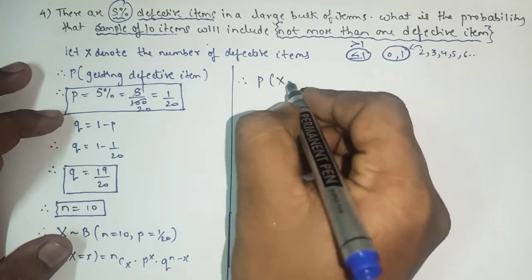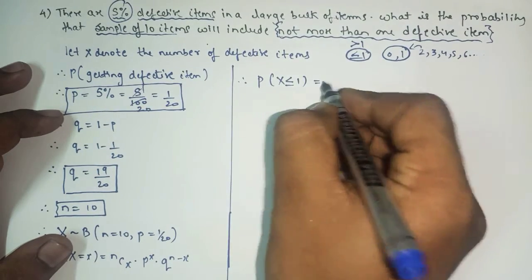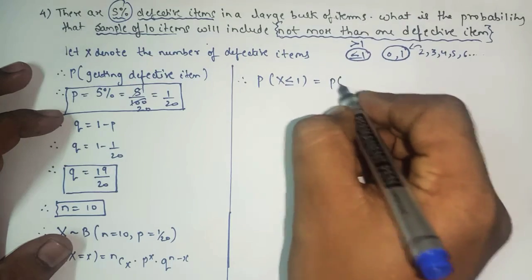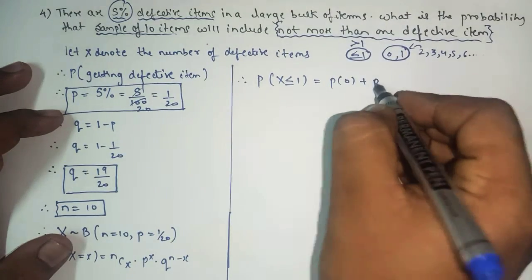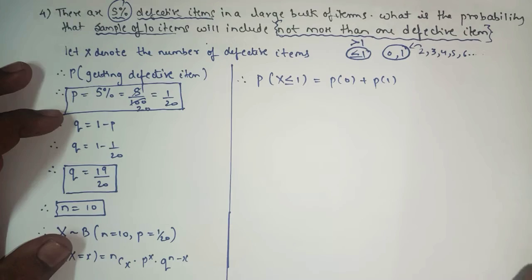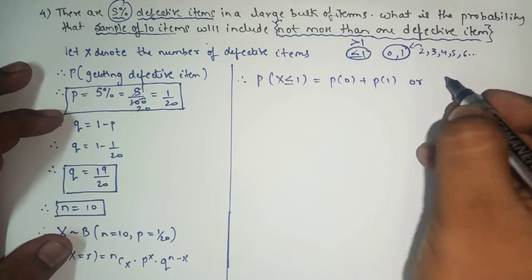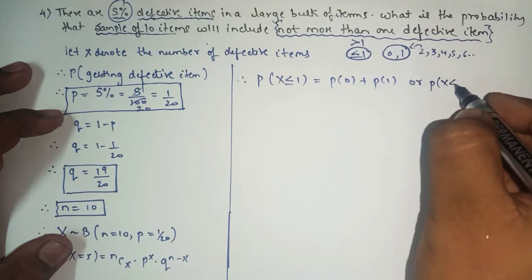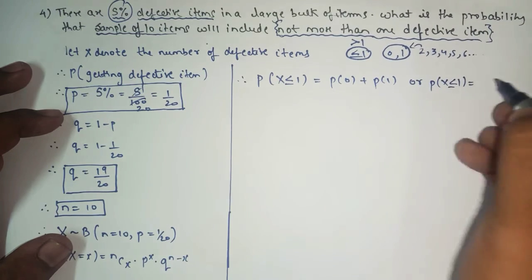P(X ≤ 1), yes or no? So here we have two values, 0 and 1. Okay, so this is the regular method. If you apply the shortcut method, what will happen?